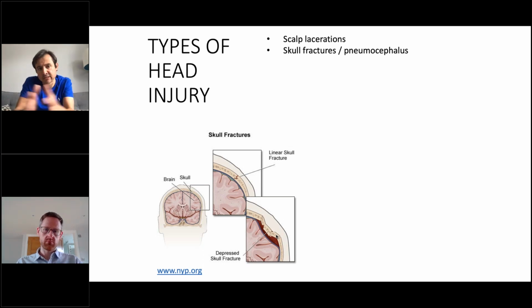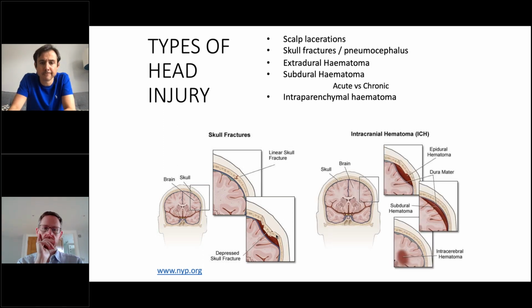But yeah, so again, starting from the outside, you think about scalp lacerations, then skull fractures, pneumocephalus, so air inside the head, which shows up beautifully on CT. And then you move on to your different definitions, and I know you all know this, but so extradural hematoma.